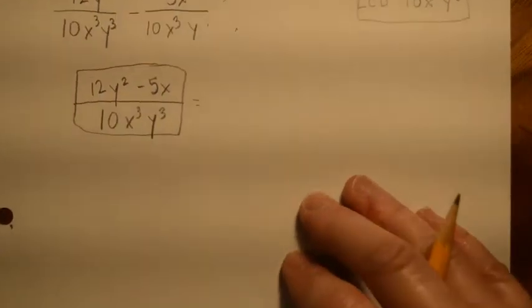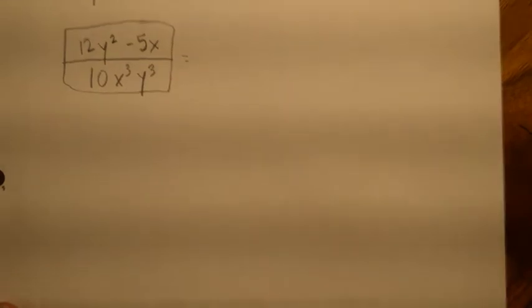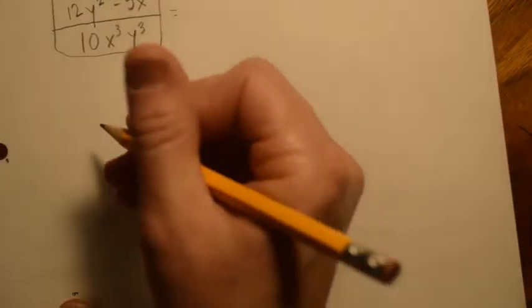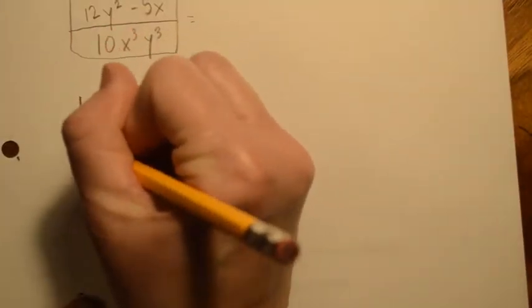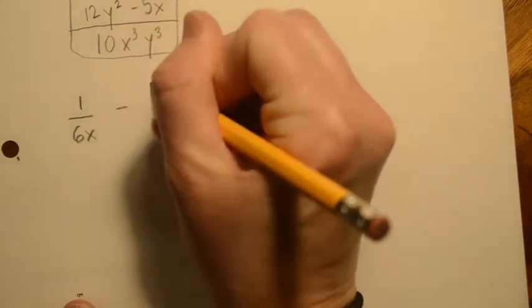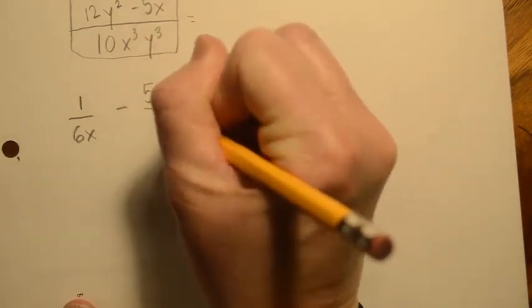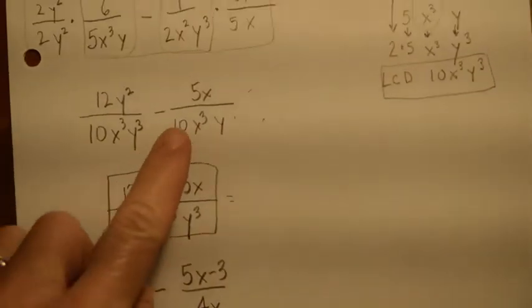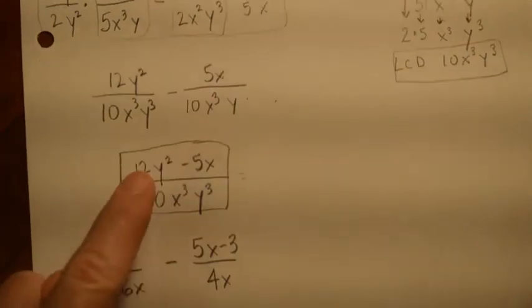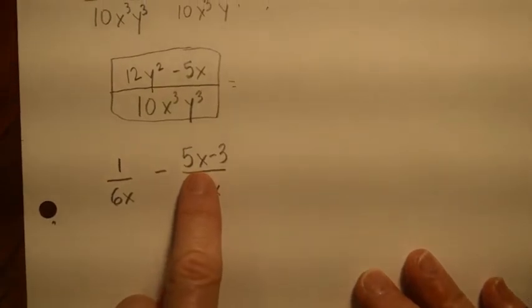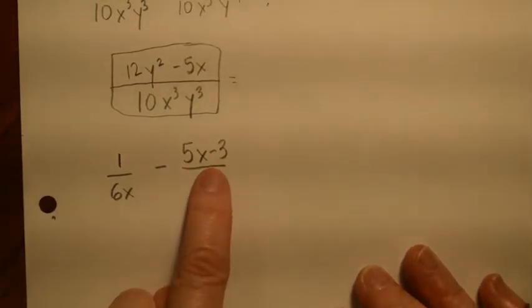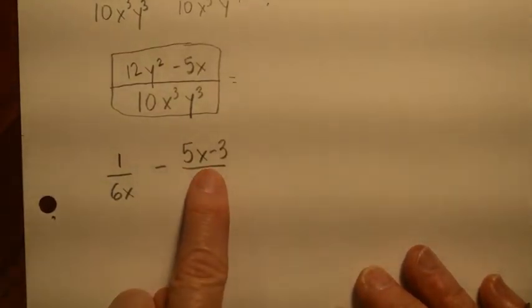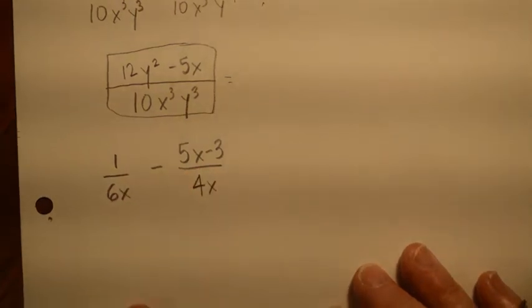All right, second fraction then. Hold on, this looks like it got out of focus. Second fraction that we're going to look at, our second subtraction, is 1 over 6x minus 5x minus 3 over 4x. All right, so just as I was talking about up here, we lucked out with just a monomial here. We're going to have to make sure we pay attention to this because this is not a monomial anymore, it's a binomial. So we'll have to be very careful with our subtraction.